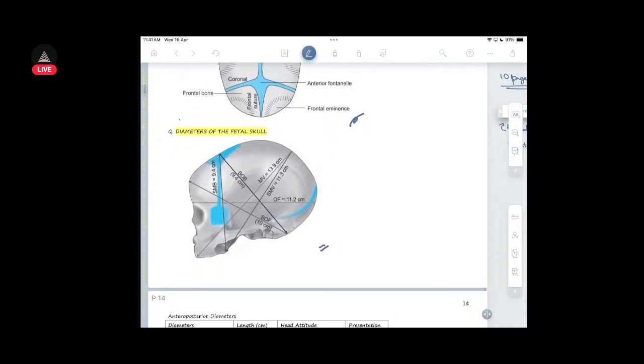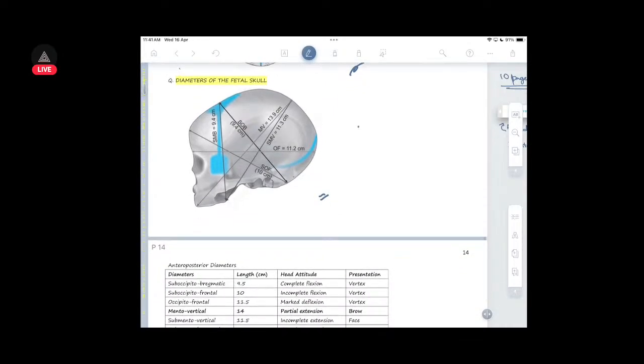You have the diameters of the skull. You have to remember 14.5. Not 14.5 maybe, 14 is enough. 14 centimeters is the biggest diameter. Smallest is 9.5. The diameters are suboccipitofrontal, submentobregmatic, suboccipitobregmatic, and you have mentovertical, submentovertical, and occipitofrontal. So the easiest method of coming is submentobregmatic and suboccipitobregmatic, in a well flexed head.